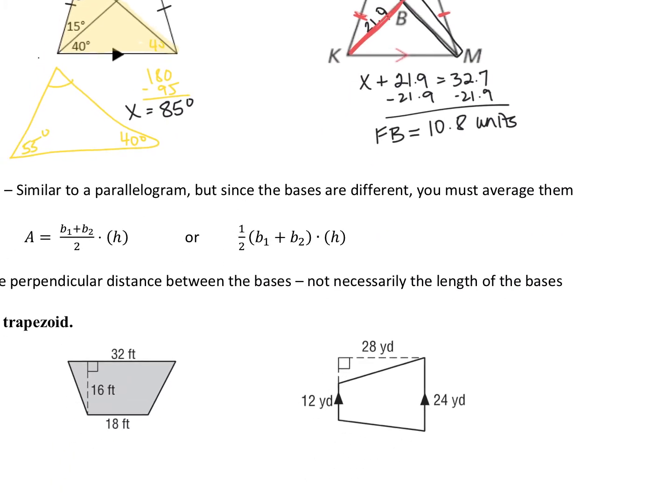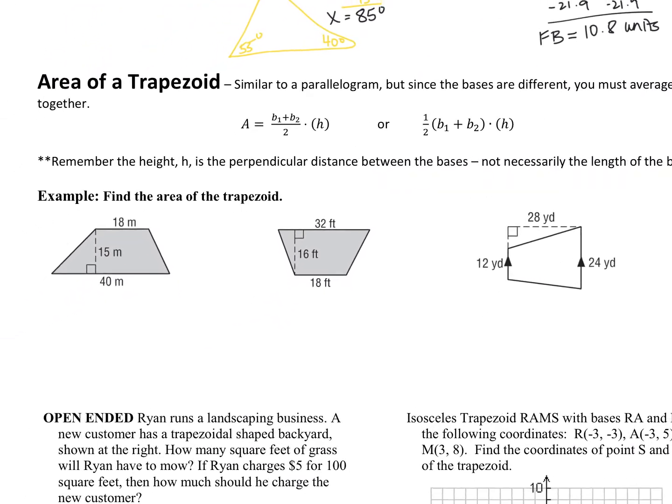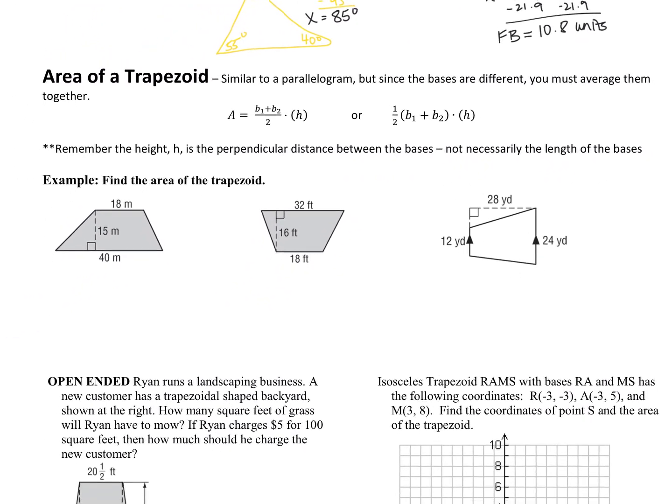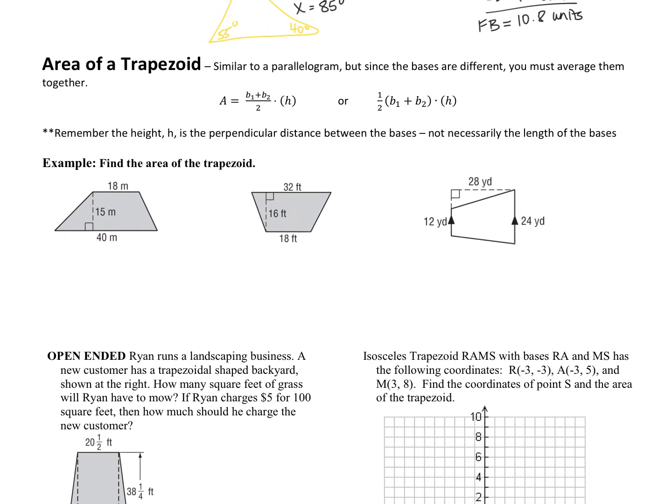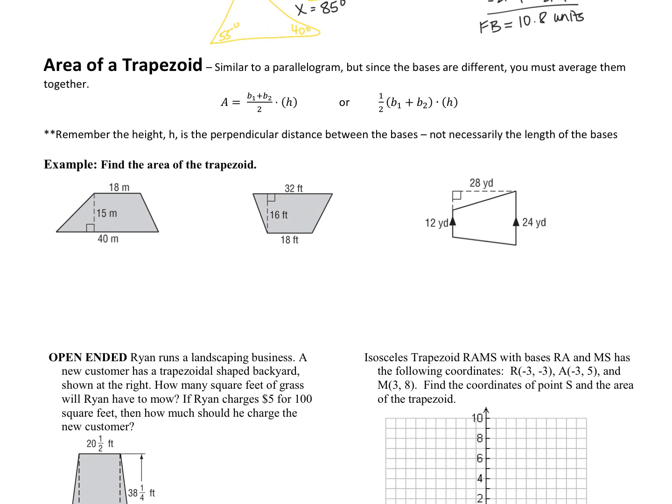Okay, so let's find the area of a trapezoid. So we have our trapezoid formula. It's pretty much similar to a parallelogram, but since the bases are different, we have to average them together first. So instead of just base times height, we're going to do the average of the bases times the height. And so that's what I've got here is two different ways to write it.